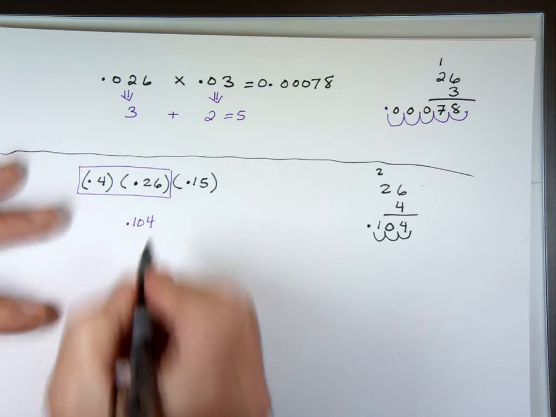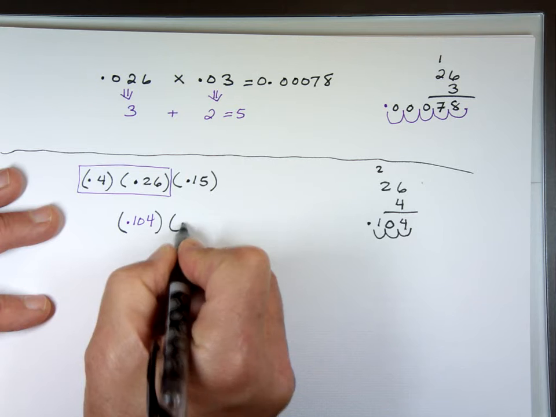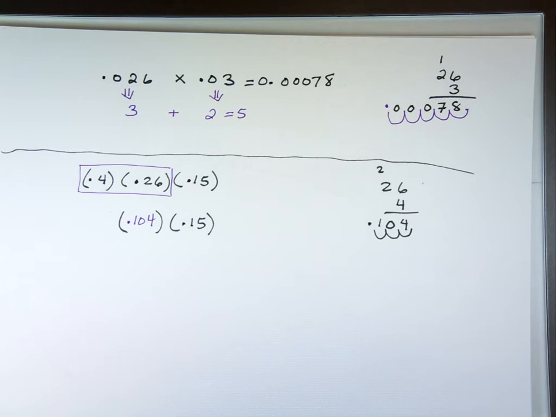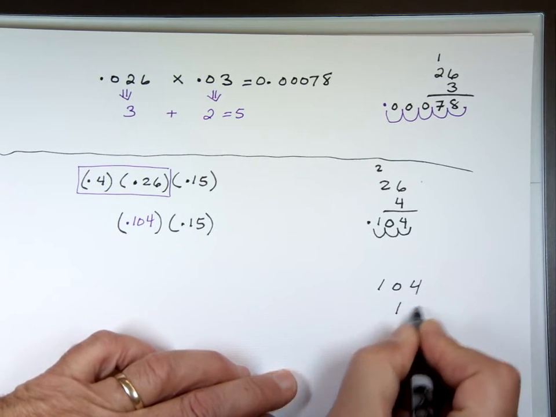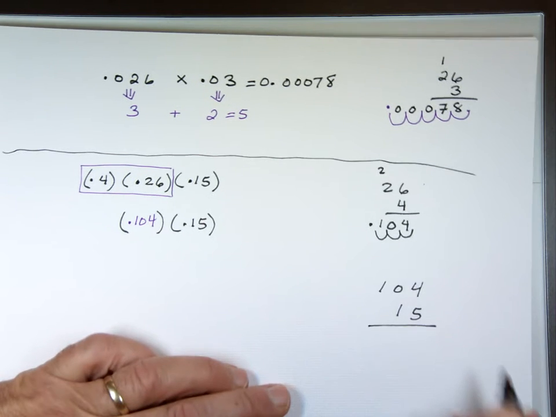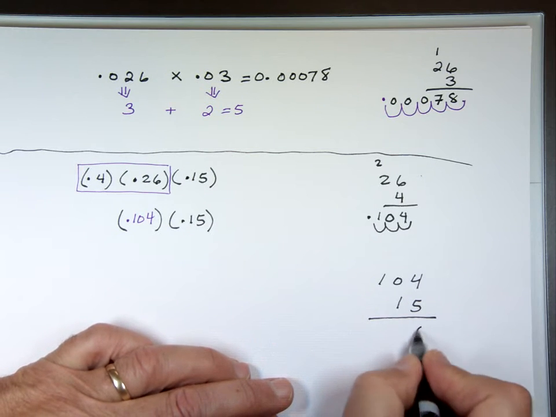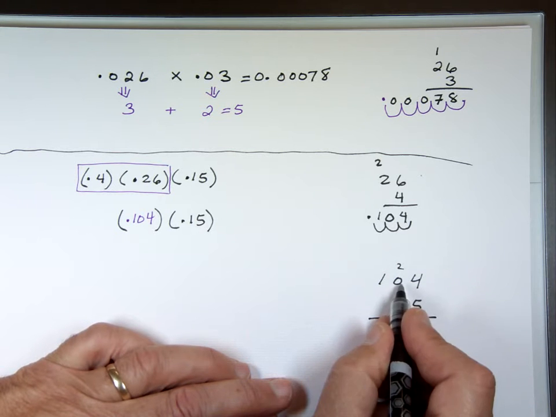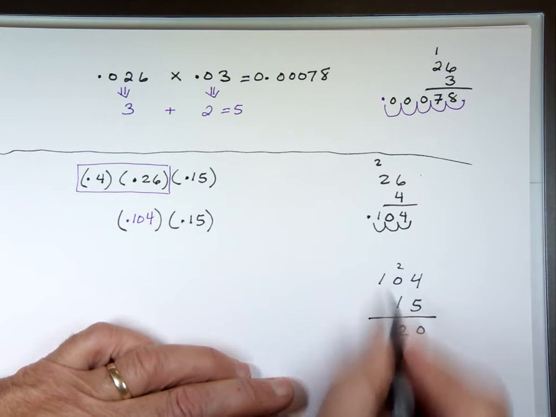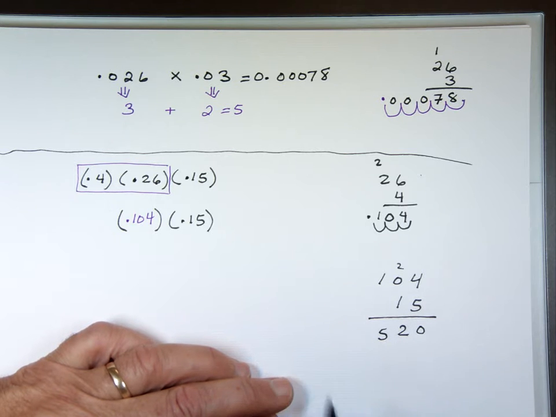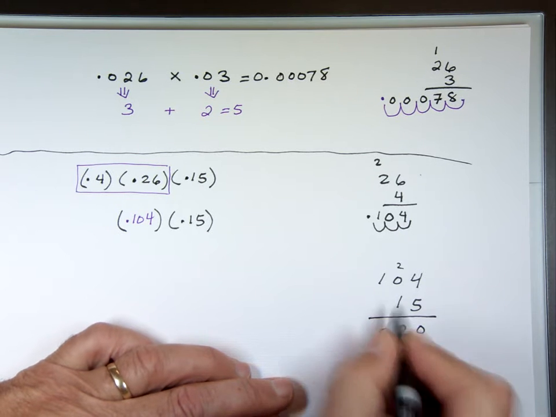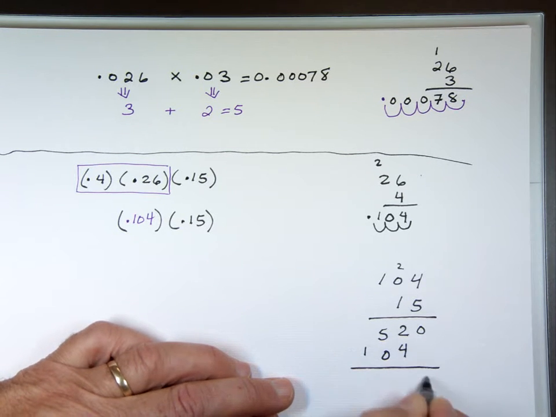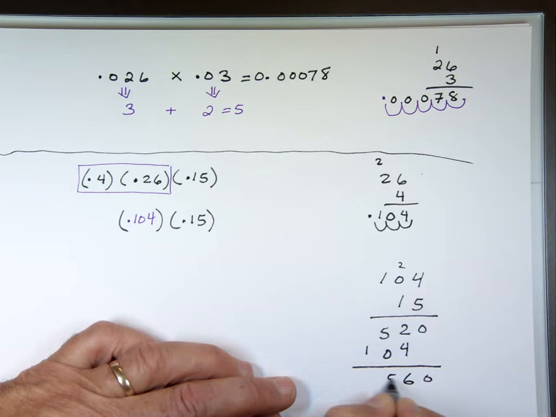Now you're going to multiply that by 0.15. Again, let's write the numbers without the decimal point. 104 times the 15. 5 times 4 is 20. 0, carry 2. 5 times 0, 0 and 2, that's a 2. 5 times 1 is 5. 1 times 4, 4. 1 times 0. 1 times 1, 1. 0, 6, 5, 1.